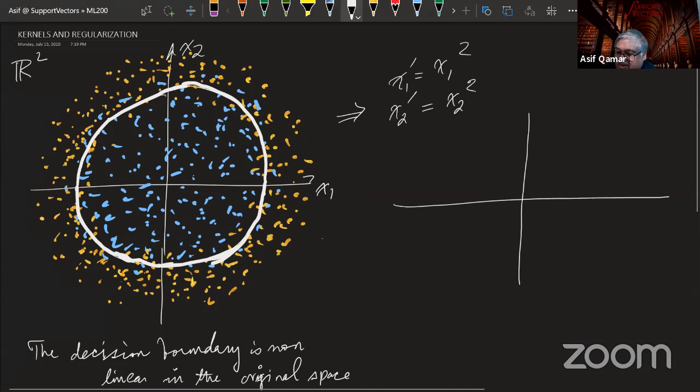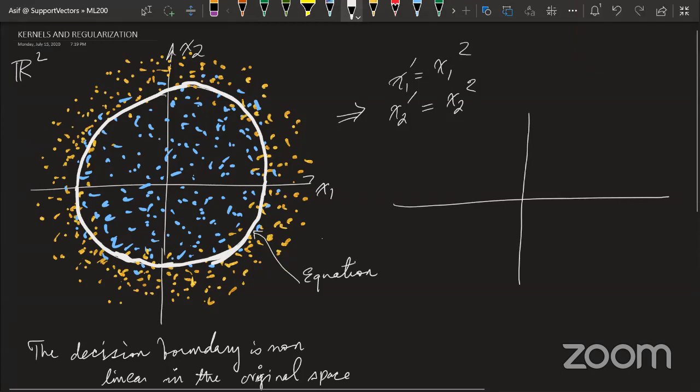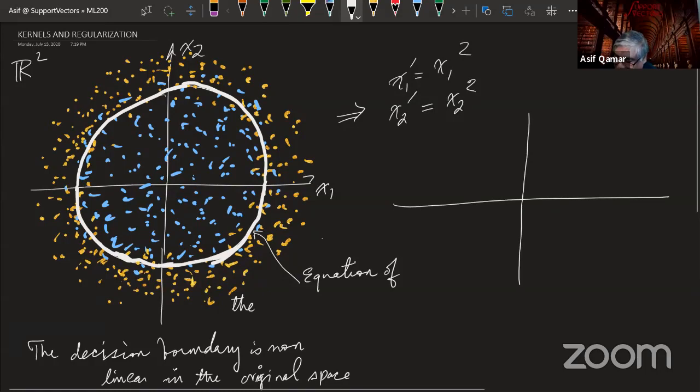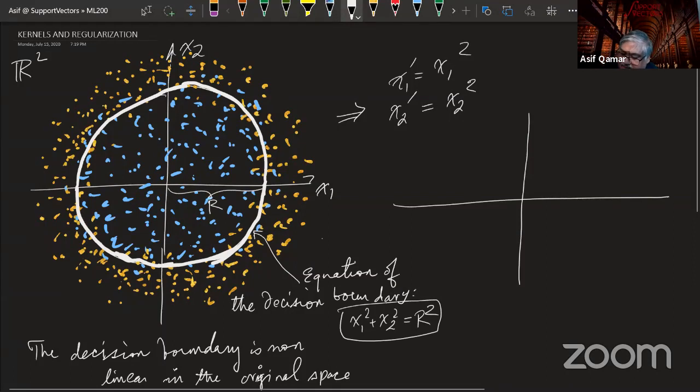So you realize what is the equation of a circle, guys? The equation of a circle is x1 square plus x2 square equal to, yes, radius square. Excellent. If you write the decision boundary as an equation, it would follow this constraint: x1 square plus x2 square is equal to some value, r squared. Let me just take this as r. It would be r squared, the radius squared.